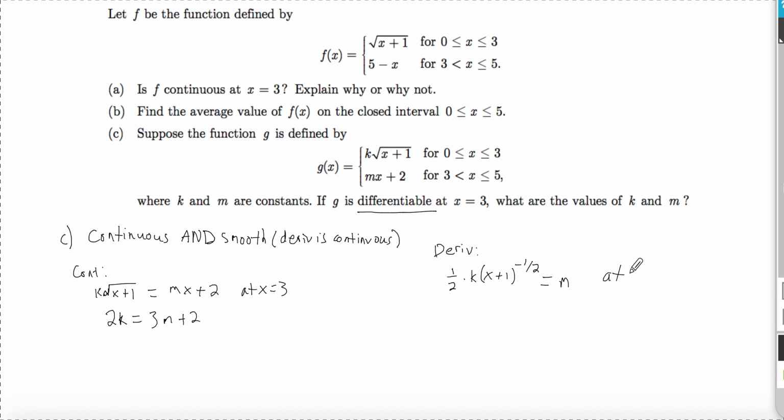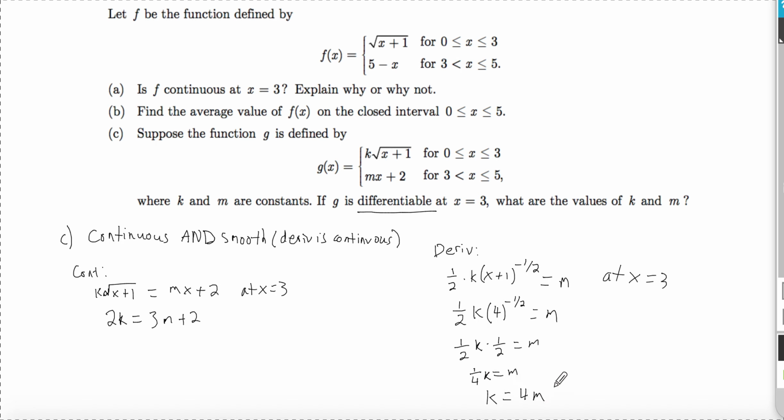Now I want to check this at x equals 3. Again, I just took the derivative of both of these. If you need to write those out, that's fine. I plug in 3 now, and I would end up with half k, and then I'd have 4 to the negative half power equals m. 4 to the negative half is 1 over the square root of 4, so that's 1 over 2. So this is 1 half k times 1 half equals m. So that's 1/4 k equals m. So k has to equal 4m.